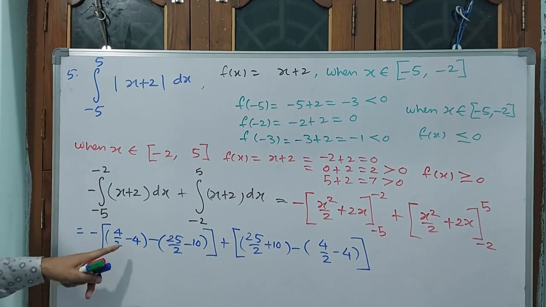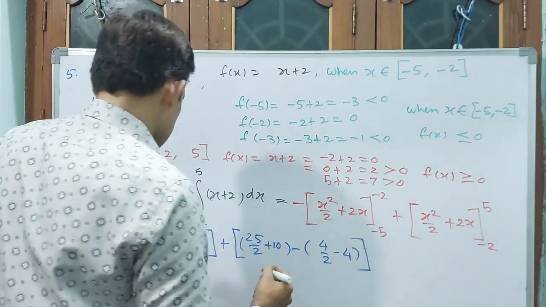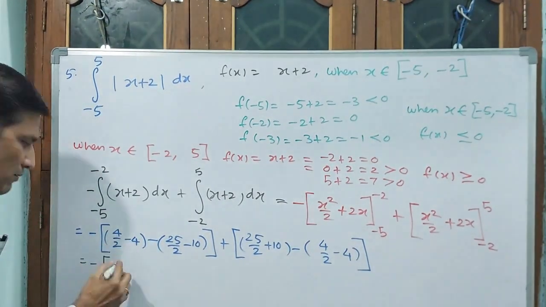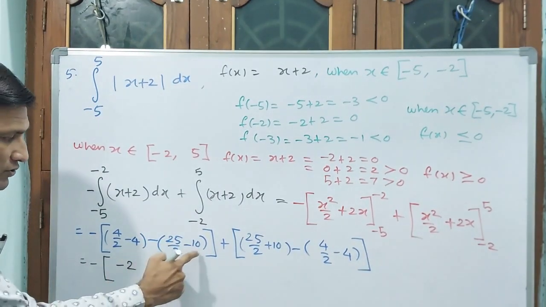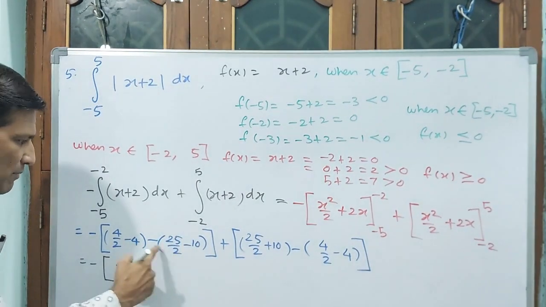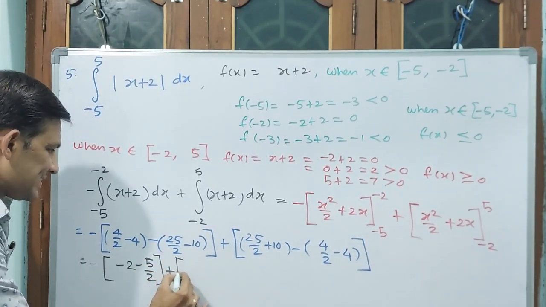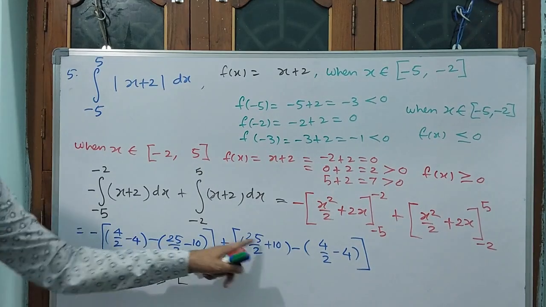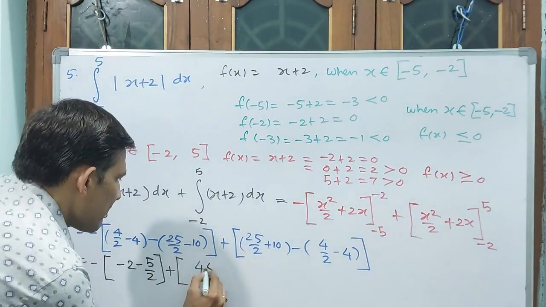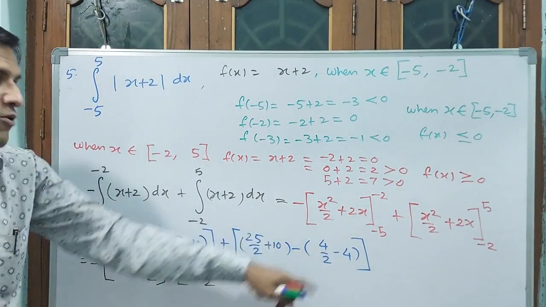Okay, now you see 4 by 2 is 2. 2 minus 4 is minus 2. Okay, write down. Shall I write down here? 2 minus 4, minus 2. See here, 25 minus 20, 5. 5 by 2, minus 5 by 2, minus 5 by 2. Okay, close. Plus 25 by 2 plus 10, 25 plus 20, 45 by 2. 45 by 2 minus 4 by 2 is 2. 2 minus 4, minus 2.